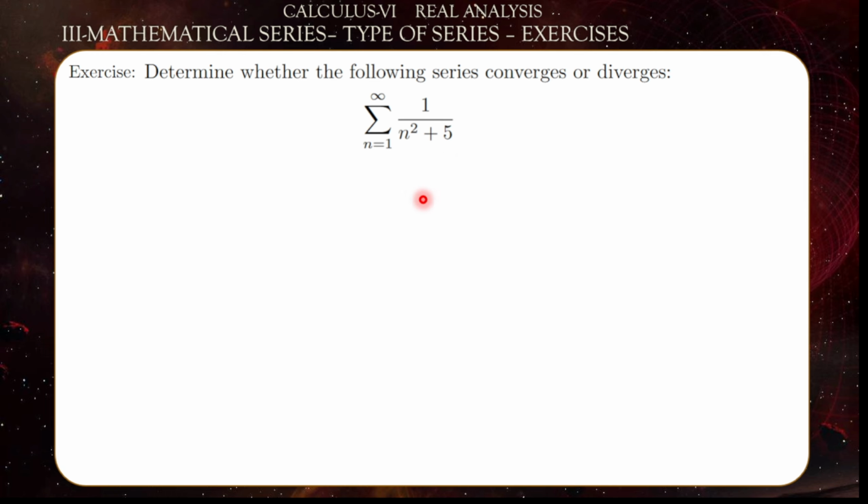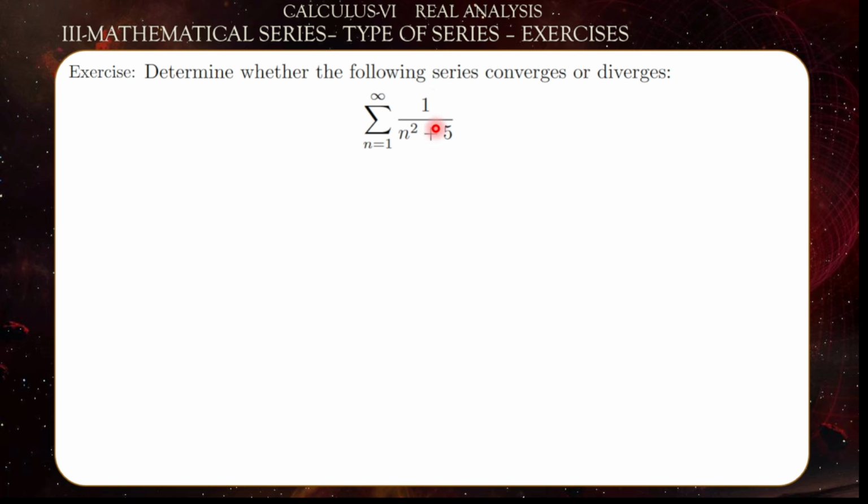Okay, now how can we approach this problem? I'm thinking right now one of the best approaches would be a DCT, or direct comparison test. What do I mean by that? If you remember, when we have a series such as this one, a_n would be the sequence 1 divided by n squared plus 5.